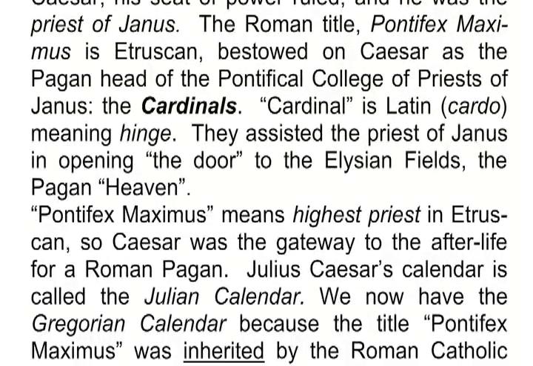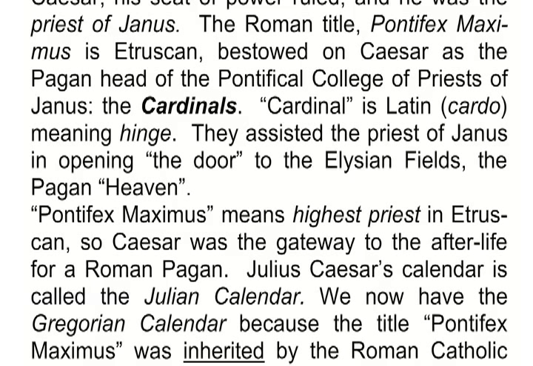The Roman title Pontifex Maximus is Etruscan, bestowed on Caesar as the pagan head of the Pontifical College of Priests of Janus. The Cardinals. Cardinal is Latin, cardo, meaning hinge. They assisted the priest of Janus in opening the door to the Elysian fields, the pagan heaven. Pontifex Maximus means highest priest in Etruscan, so Caesar was the gateway to the afterlife for a Roman pagan.